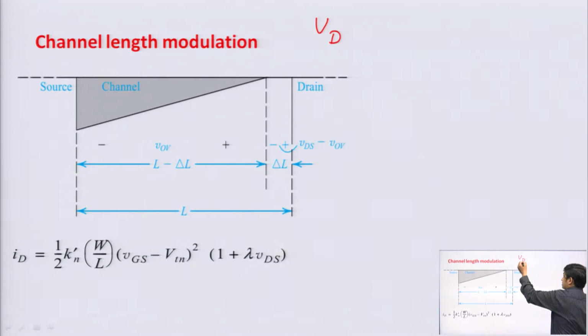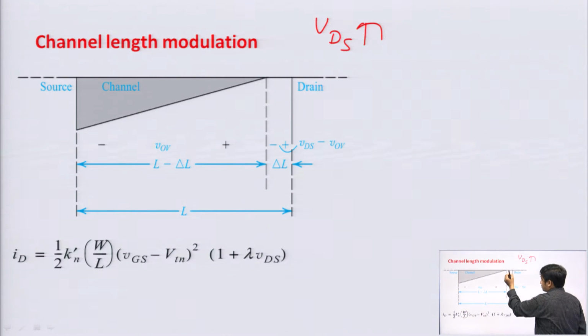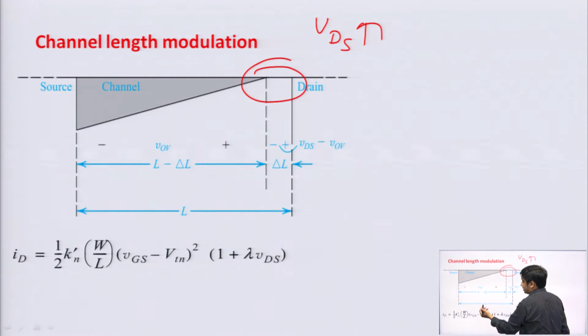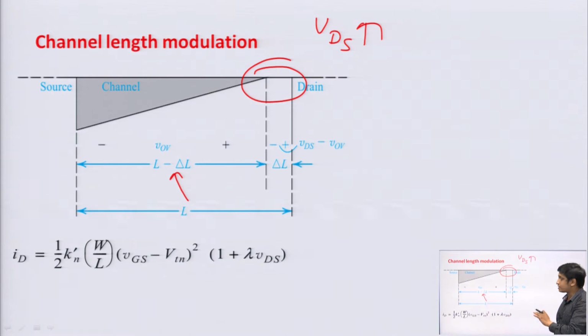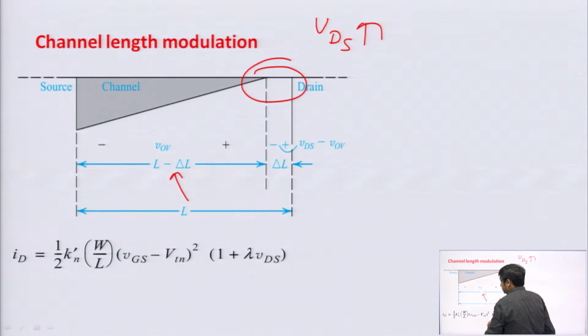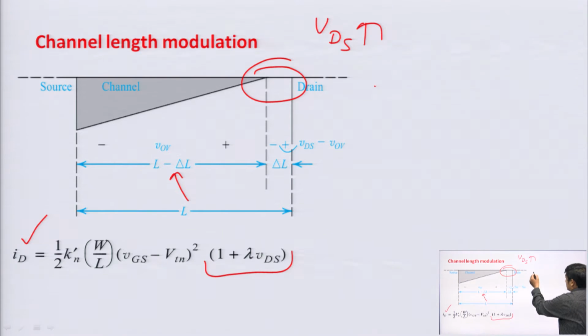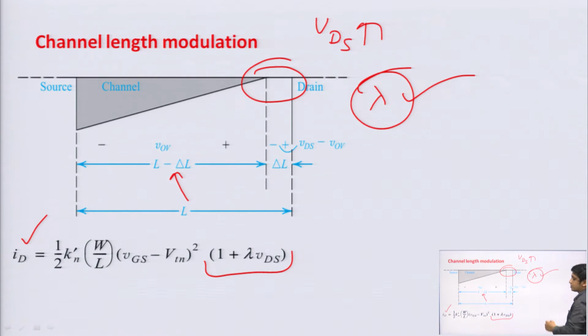When your VDS starts increasing, then your channel is pinched off from the drain end. You can see that now your channel is not connected to drain end, it is in fact pinched off from the drain end. So, in that case the effective channel length is reduced, from L to L minus del L. This effect is called channel length modulation. So, when we consider this channel length modulation, then your drain current equation of the MOSFET in saturation region is changed. Now, there is an additional factor in the drain current equation, that is 1 plus lambda VDS. This lambda is the channel length modulation parameter.